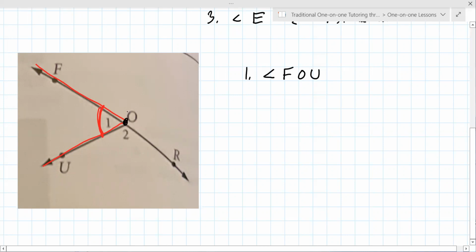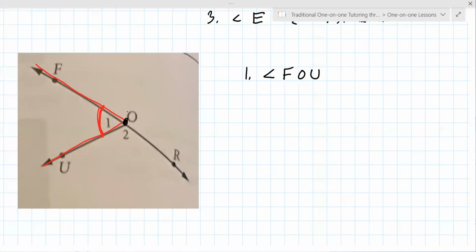Let me just write these down. Because this is going to be very good for you to review for your test. Absolutely.